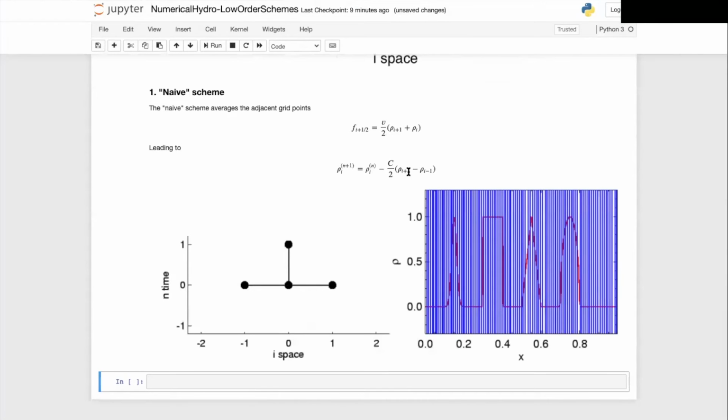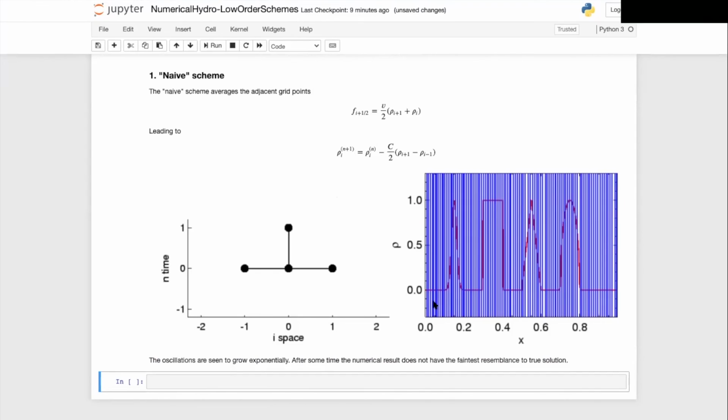For this recurrence relation, you see here that the future point, which is this one, depends on the middle point, this one, the point i plus 1, which is this, and the point i minus 1, which is this. And this is the solution.